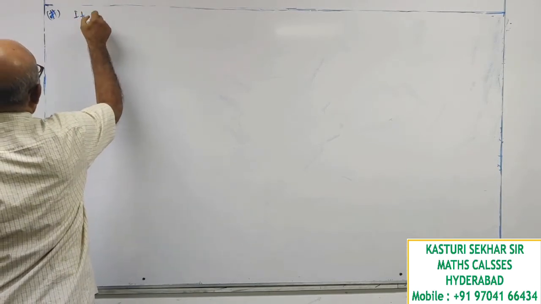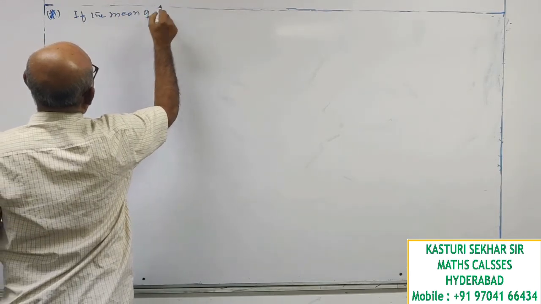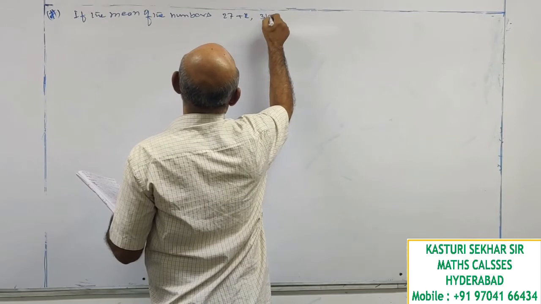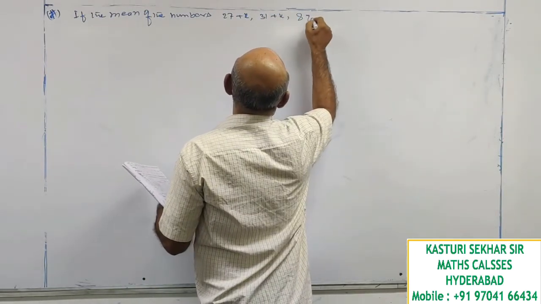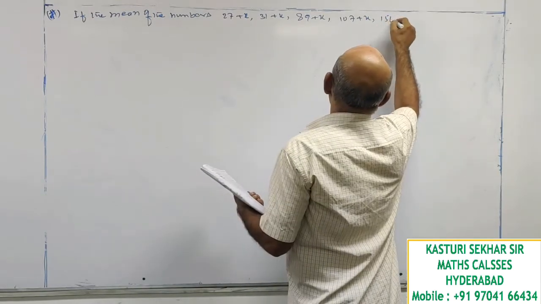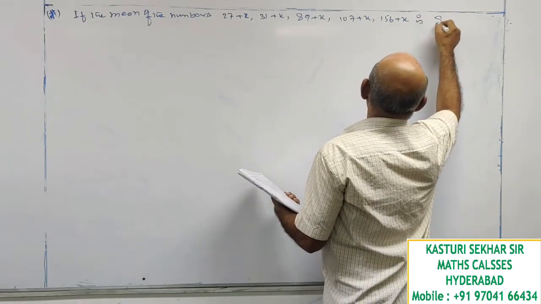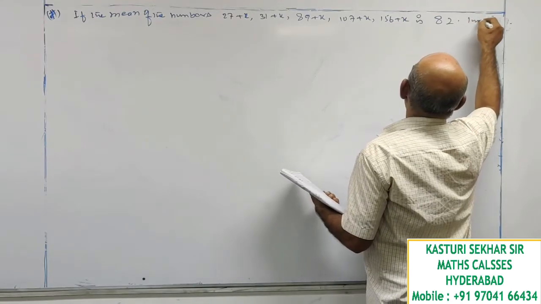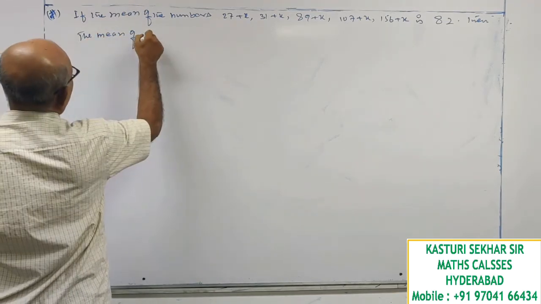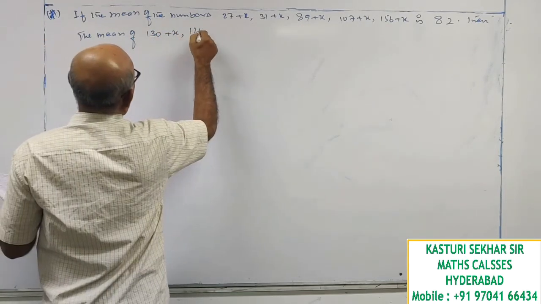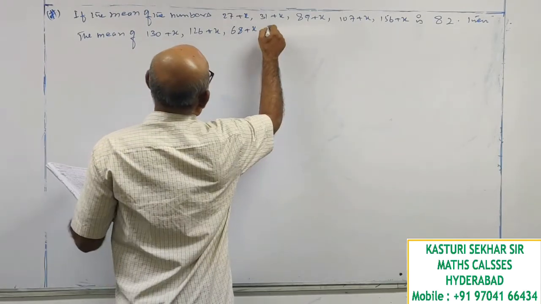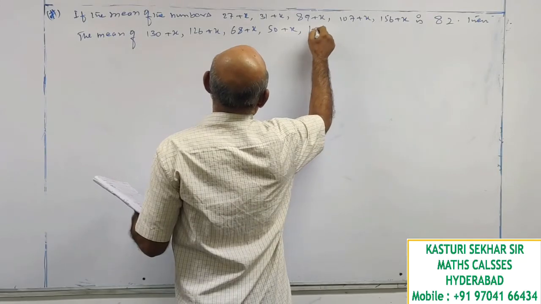If the mean of the numbers 27 plus x, 31 plus x, 89 plus x, 107 plus x, 156 plus x is 82, then the mean of 130 plus x, 126 plus x, 68 plus x, 50 plus x, 1 plus x is?